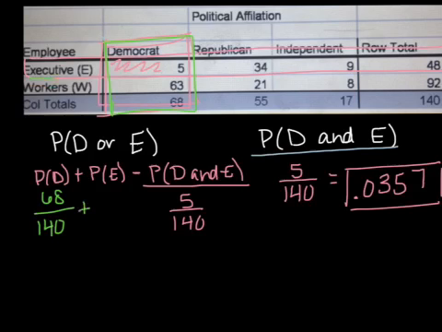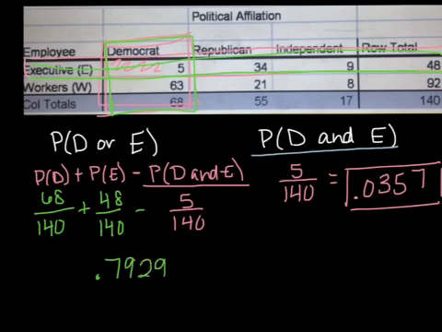Plus executives, so the total here is 48 over 140, and then I'm going to subtract the 5 over 140. And when I do that and I put it in my calculator, I get 0.7929 is the probability.